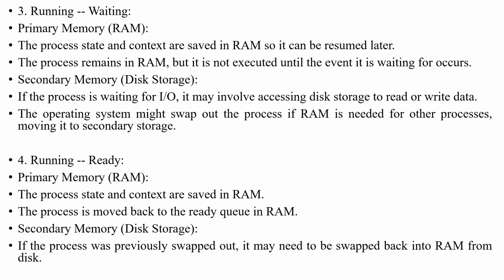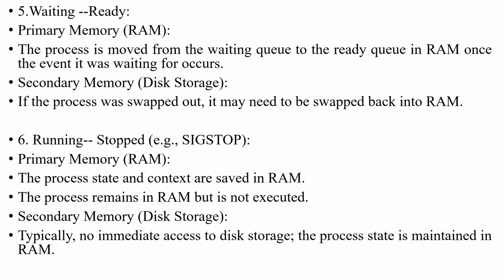read or write data. Running to ready. For the primary memory, the process state and the context are saved in RAM. The process is moved back into the ready queue in the RAM. For the secondary memory, disk storage: if the process was swapped out, it may need to be swapped back into the RAM from the disk.